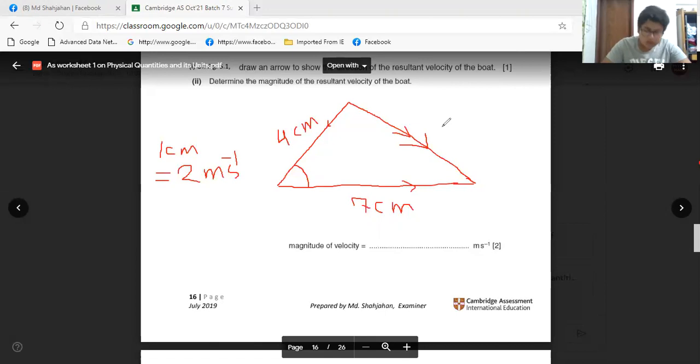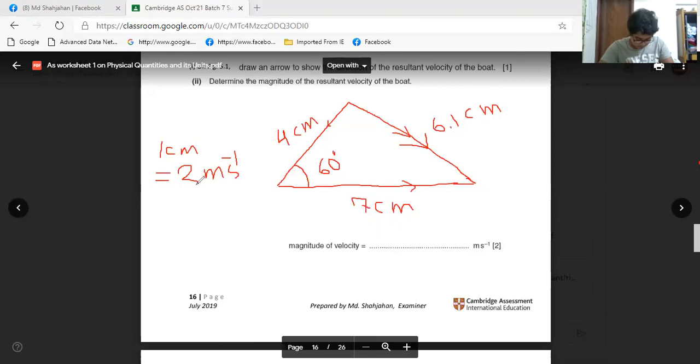If you calculate with your ruler, you will get it. I'm writing, you also check. When you get it printed, you check that it will come 6.1 centimeter. This is 60 degree. With your protector, you make the angle of 60 degree between this 4 centimeter and this 7 centimeter. So 6.1 centimeter, what will be the value in meter per second?